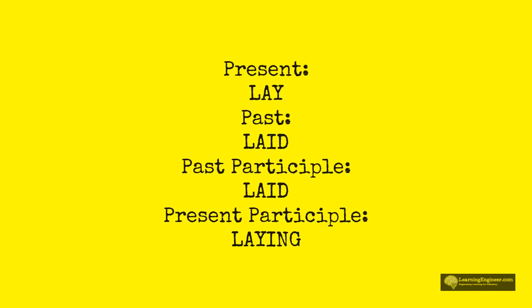Here we have the various verb tense forms of lay. So the present tense of lay, of course, is lay. The past tense of lay is laid. The past participle tense, which would include the helping verbs of have, has, or had, is also laid. And then, of course, the present participle is laying.